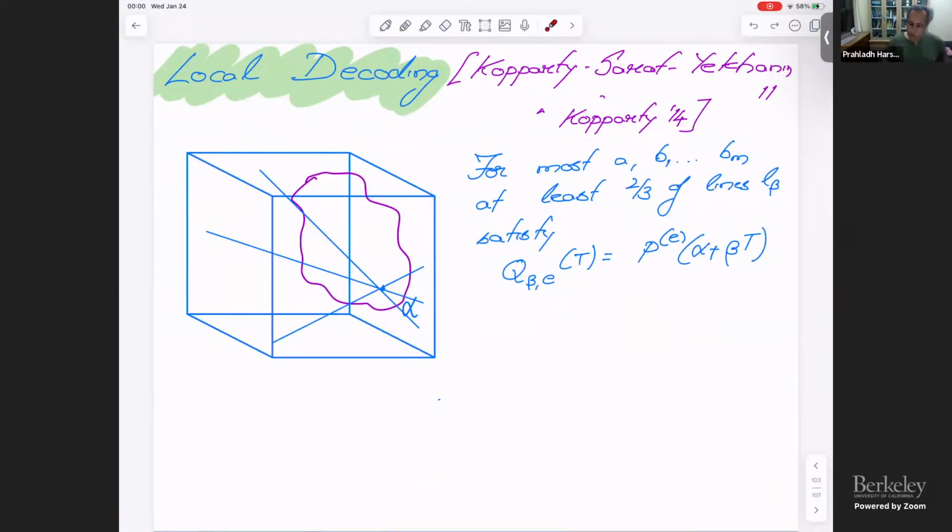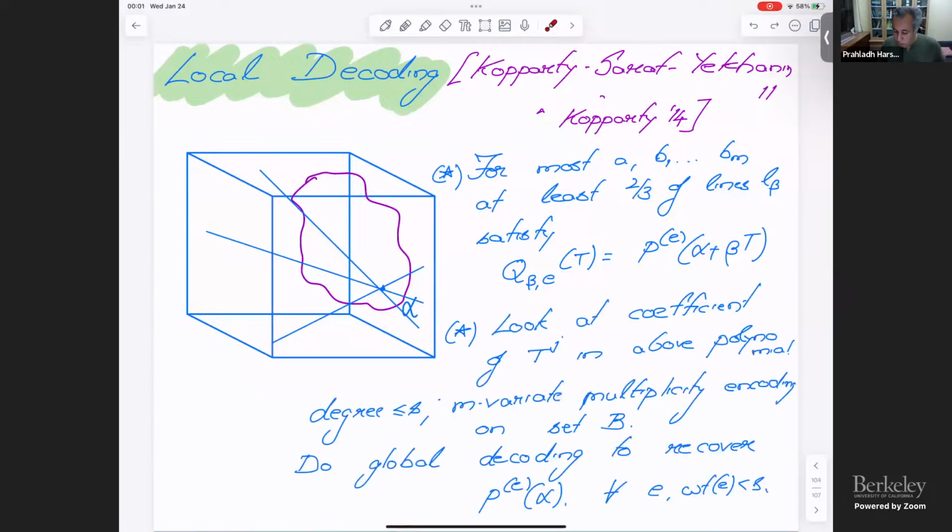Now, for most choices of our randomness, at least 2/3 of the lines that you shoot, this polynomial Q beta of t is actually the corresponding Hasse derivative of this one. Forget about notation, you will honestly be able to get the univariate multiplicity code along that direction. Now from this, I want to recover what is P at alpha. Notice we only have P at alpha plus beta t, and you do not know which lines are correct. You know that 2/3 of the lines are correct.